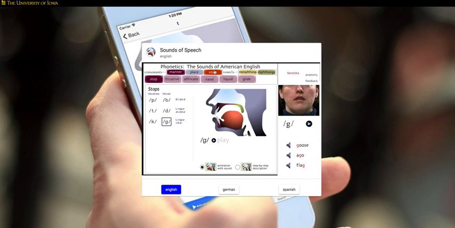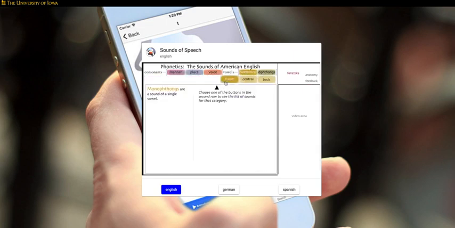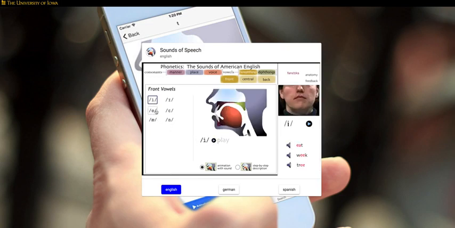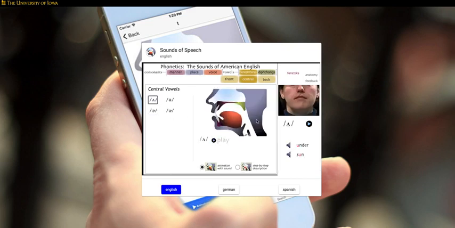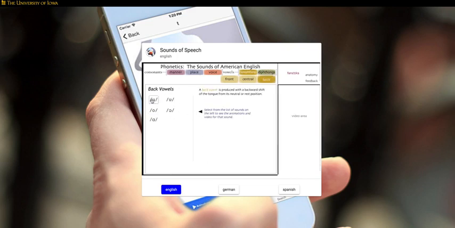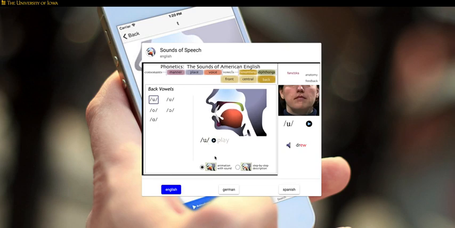And then, of course, I don't have examples of vowels. Let's see if I have any. We have front vowels. And we can tell that there are 6 front vowels in English, 4 central vowels, and 5 back vowels in English.